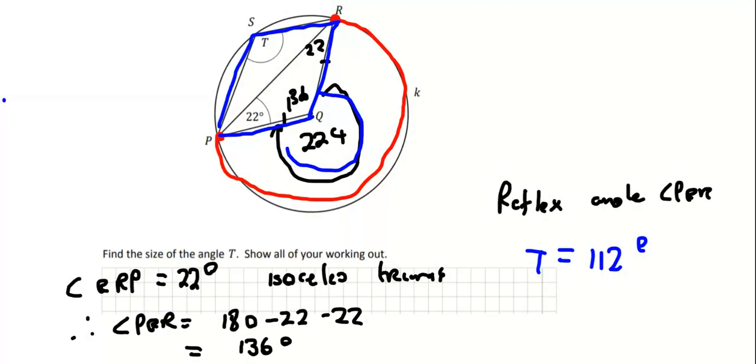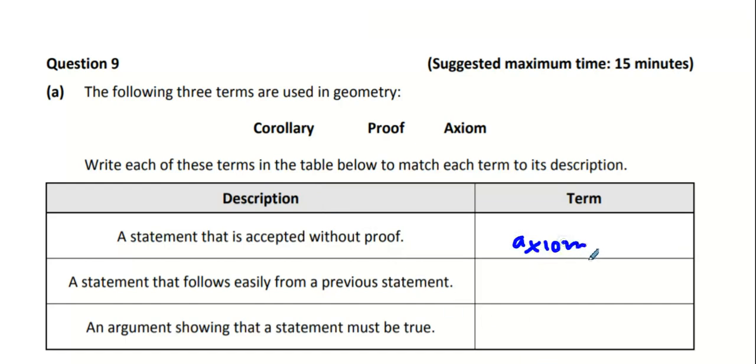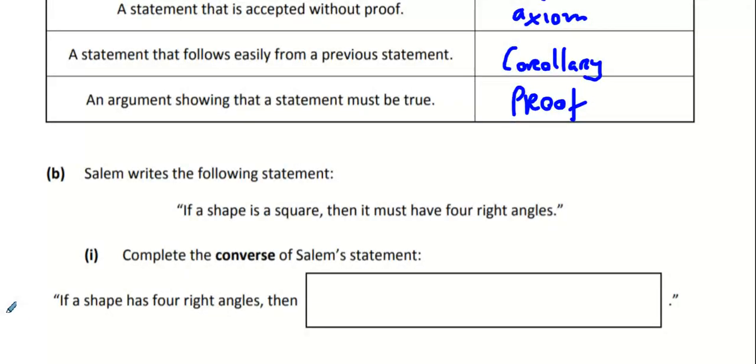Let's move on to question 9. A statement that is accepted without proof, well, that is an axiom. A statement that follows easily from a previous statement, corollary. An argument showing that a statement must be true is a proof. Okay, so that's good revision on that stuff.